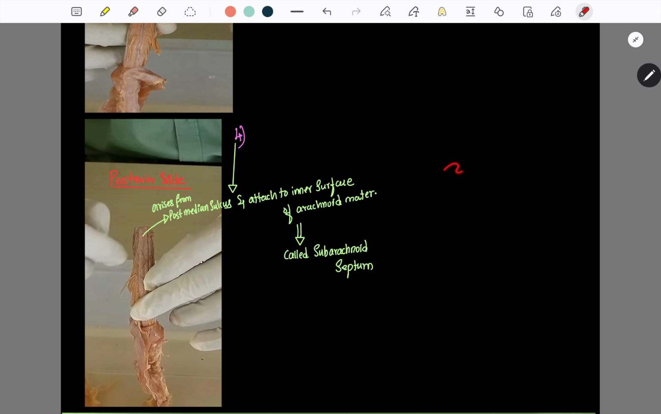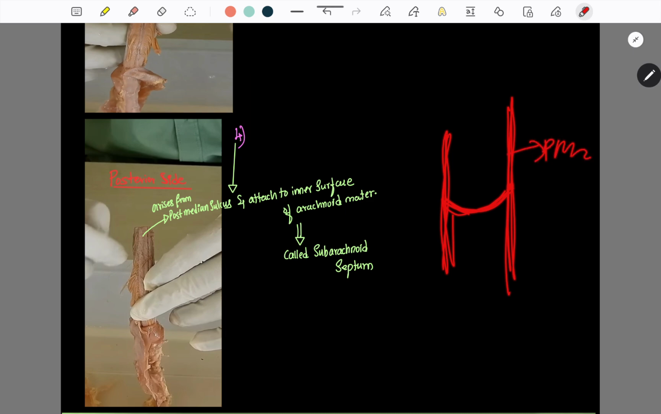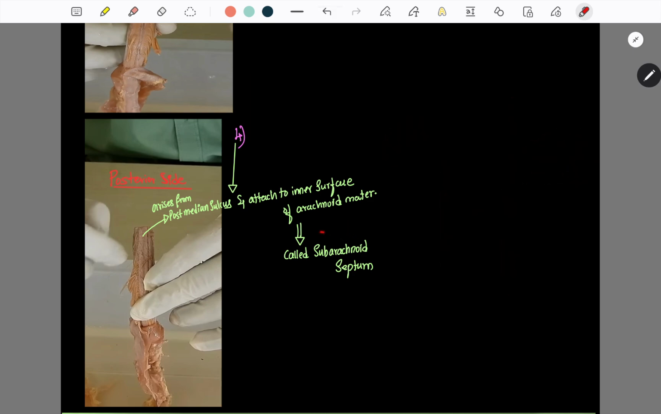There you saw the coverings. The arachnoid mater is there. Here the posterior median sulcus is there. From here it gets attached to the inner aspect of the arachnoid mater. This is the posterior median sulcus. This is the arachnoid mater. From here it gets attached. This is called the fourth modification, the subarachnoid septum.